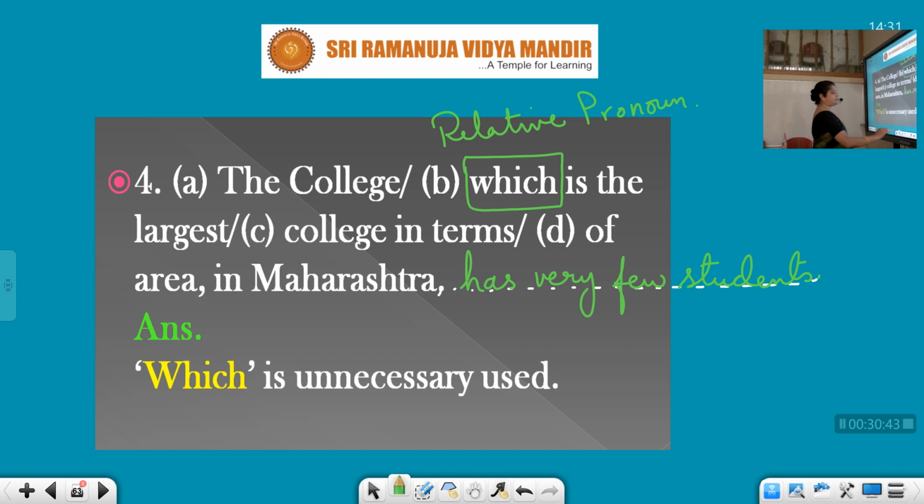But he did not give this part of the sentence. He stopped it there only. So, which is not to be used. Did you understand? Which is unnecessarily used. So the answer is B, that he forgot to put here. Sorry students, I forgot to write. B is the wrong answer because which is unnecessarily used. The college is the largest college in terms of area in Maharashtra, then it is a correct answer. I am not supposed to use which. Fine. Next.